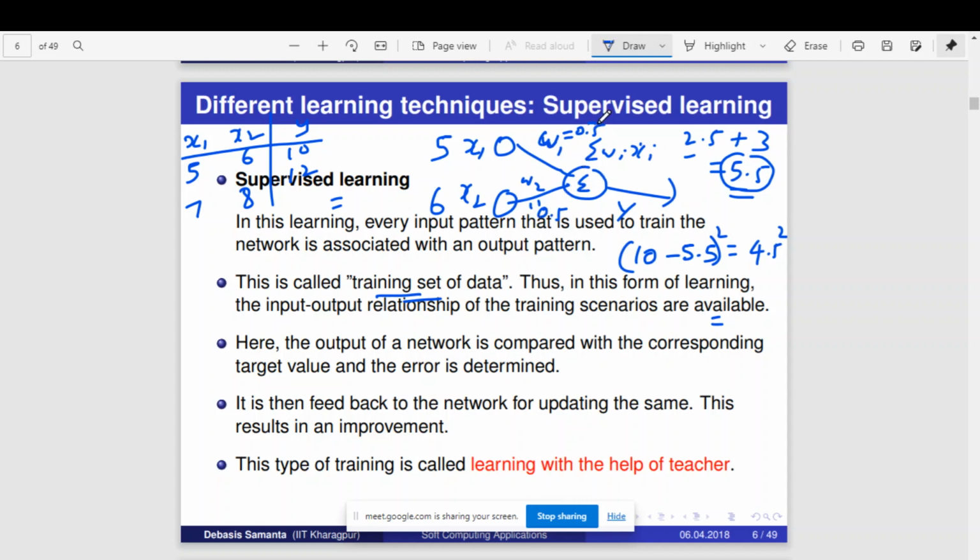Say W1 we are making 0.7. Say W2 also we are making 0.7. Now what will be the output in the next round?